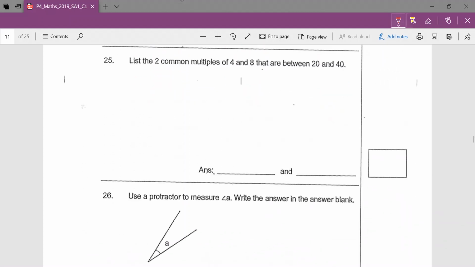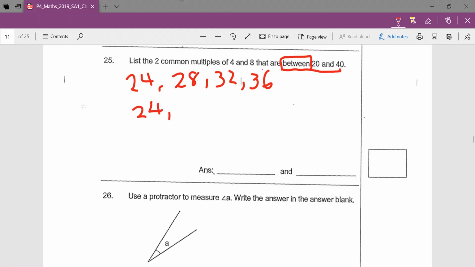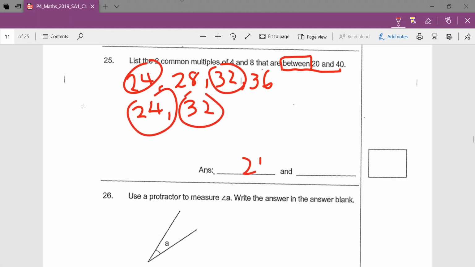List the two common multiples of 4 and 8. They are between 20 and 40. For the multiples of 4 that are bigger than 20, it will be 24, 28, 32, 36, and less than 40, because it's between 20 and 40, so you cannot put 40. For 8, you have 24, 32, that's it. So the answer is 24 and 32.